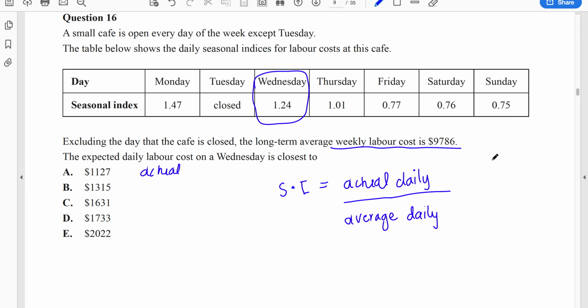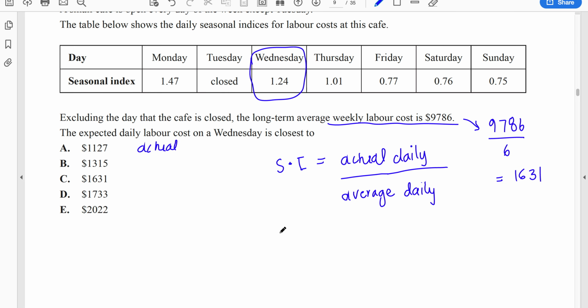That means that we're actually going to divide this number here, the 9786, by 6 so that we can see per day on average the labor cost is $1,631. That means that what we can do is, 1.24 is our seasonal index. Our actual daily is what we're trying to find, the actual. And the average daily was 1631.